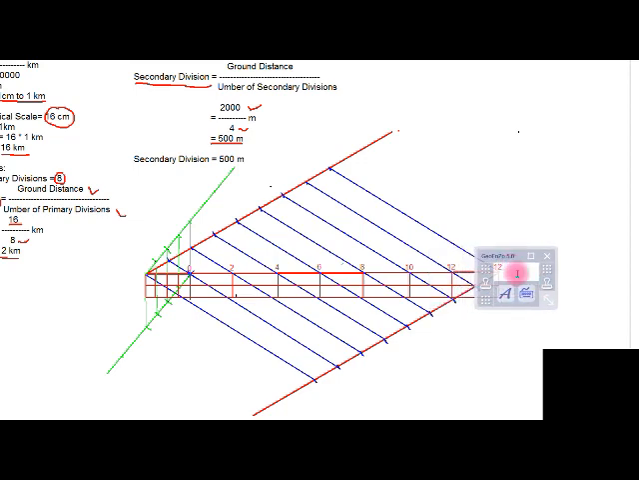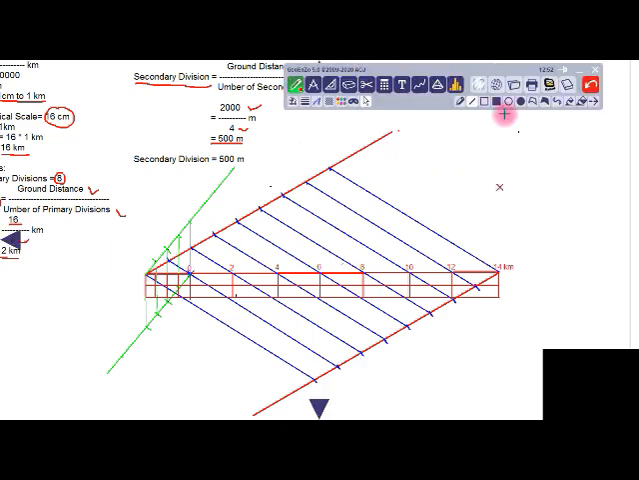Now at the end we must put the 14, right? Here is the 14. What is this? Kilometer. This is a 14 kilometer, right? Yes. And now in the case of the primary divisions, what we have to put there, we have to put the meters. So 0, then the first division will be 500 meter, then 1000 meter, 1500, and the last one there will be 2000 meter.